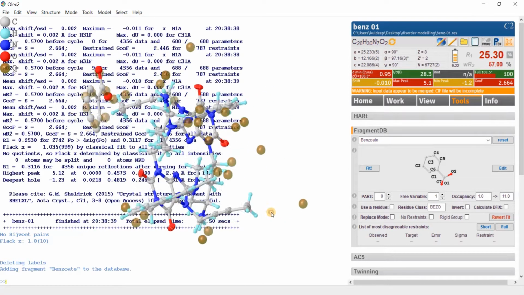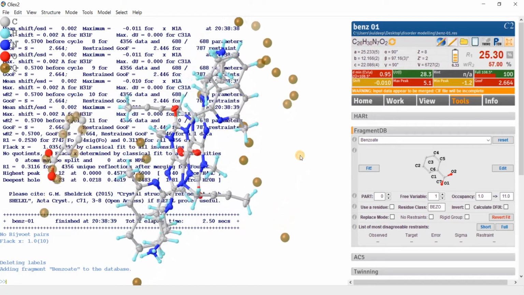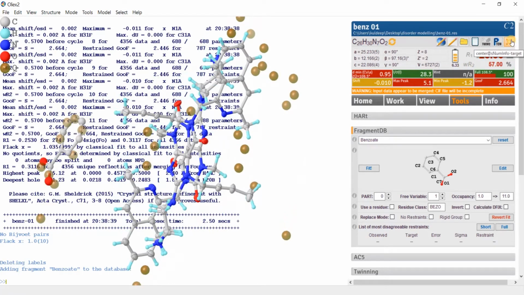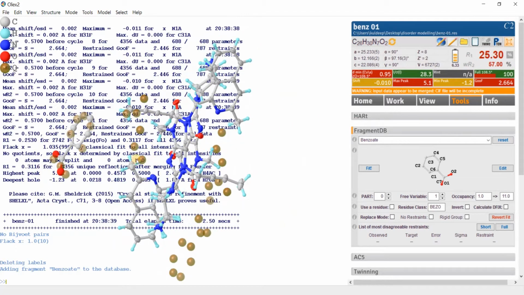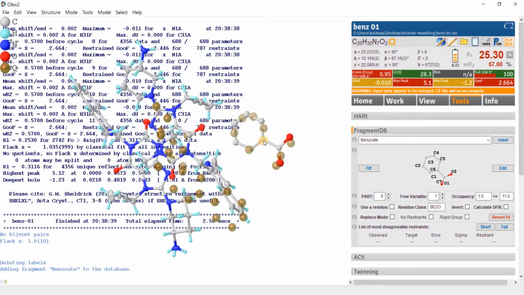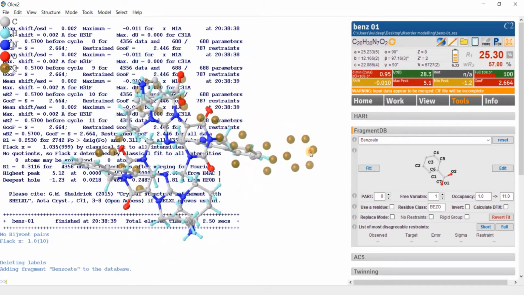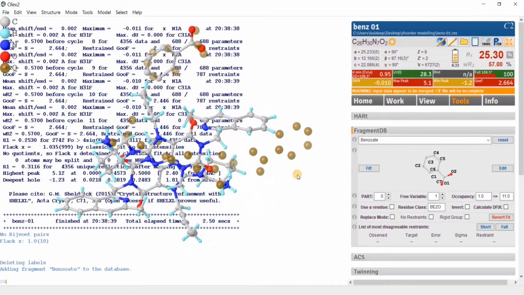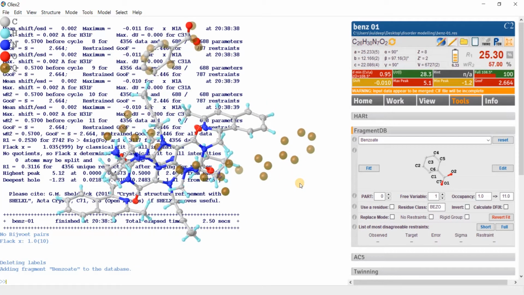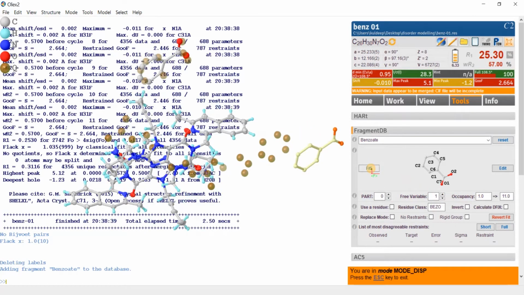Okay, so now the Q peaks are looking very nice. Now press this button and you can see the benzoate appearing here. Okay, so now what is the procedure? This benzoate is on the general position, so I am using part 0, free variable 1 and occupancy is 1. Press this button Fit and this benzoate is appearing here.